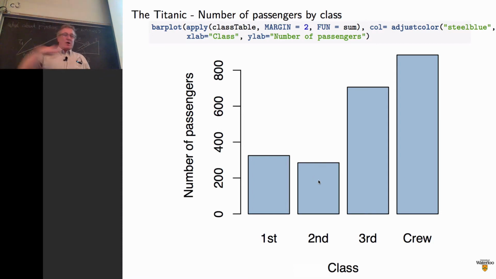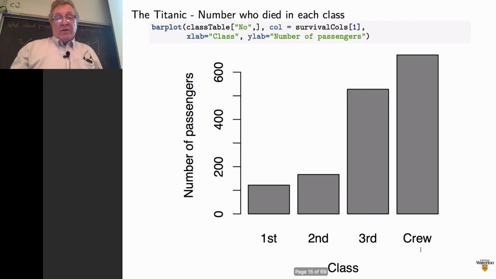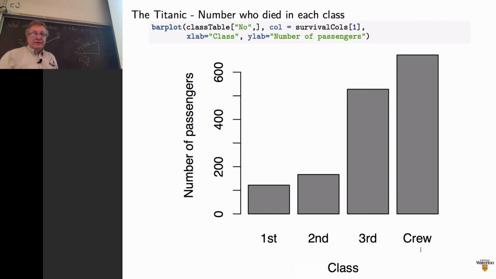But I can see that dropping down from right to left, although in principle there is an order here that is kind of ordinal, we can imagine, based on social status or the cost of the ticket. If I look at those who died, that looks kind of the same shape, in the sense that crew's big, then the third class, and then these guys are two small ones.